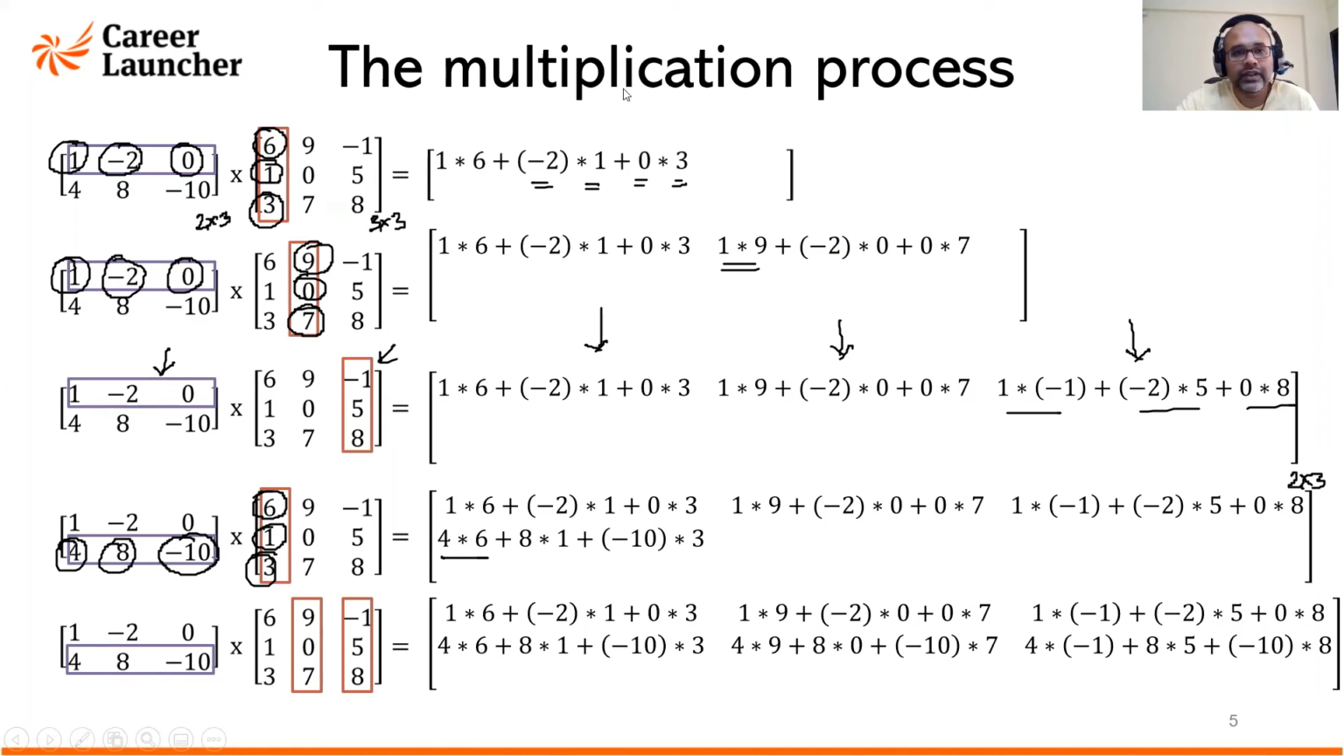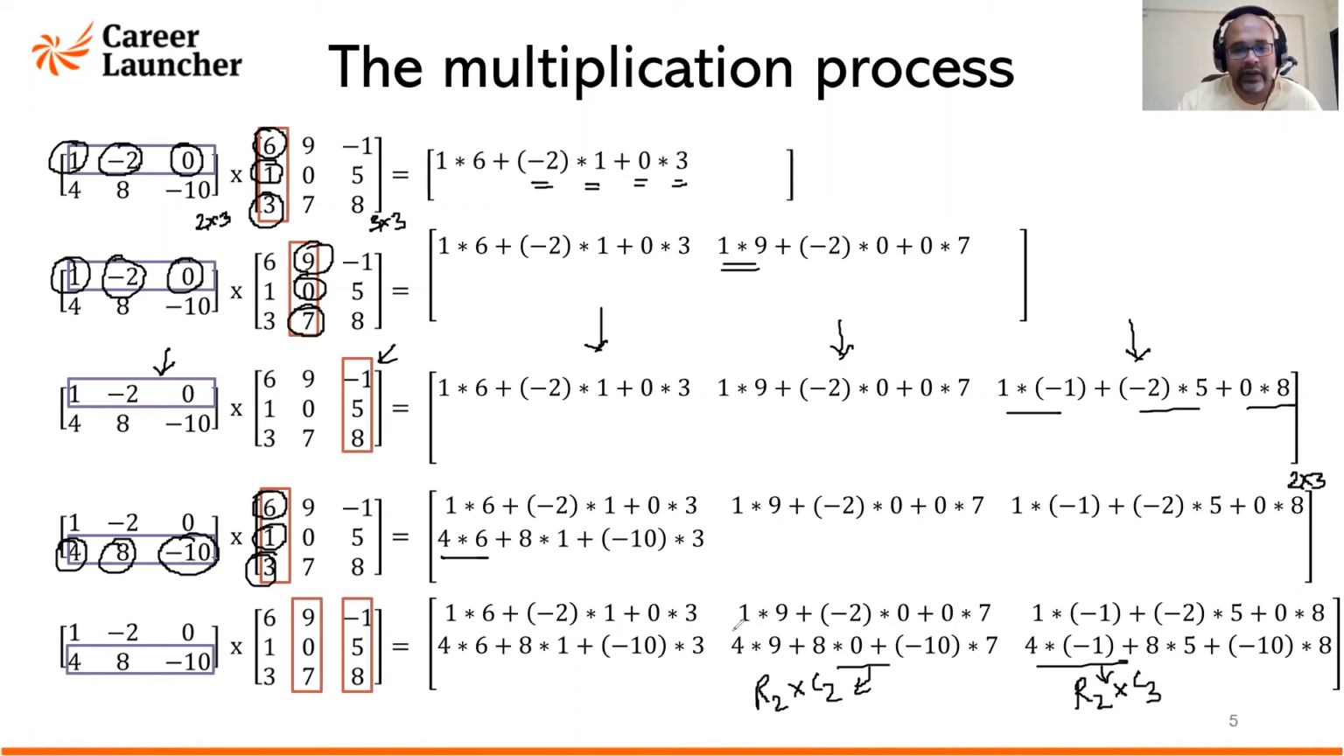So row 2 into column 2 is here. Row 2 into column 3 is here. This one is your row 2 into column 3. This is your row 2 into column 2. I did both of them in the same single step.